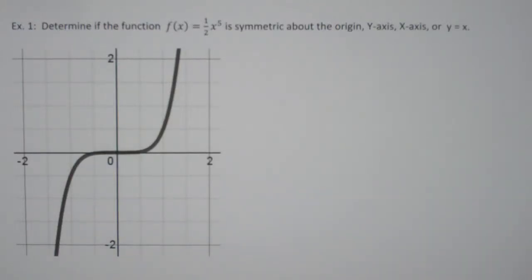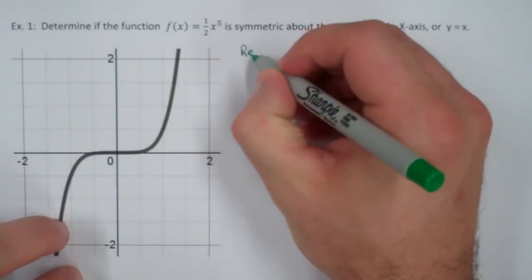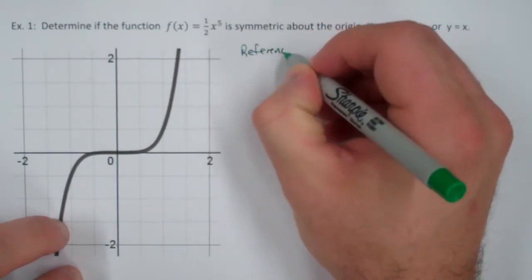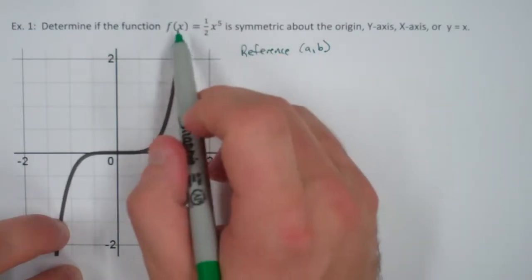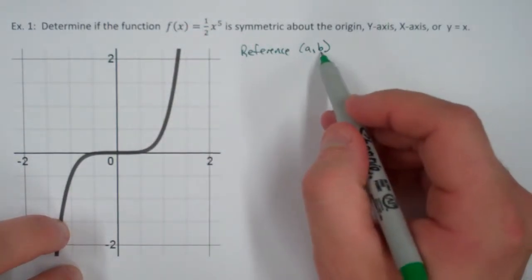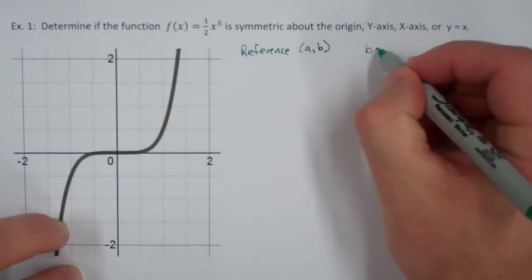In example 1, we need to determine if the function is symmetric about the origin, y-axis, x-axis, or line y is equal to x. So let's do the reference first. The reference equation, you're just going to substitute a and b into the original. Remember, f of x is just like y, and b is the y value.